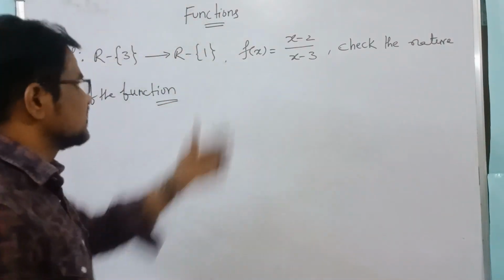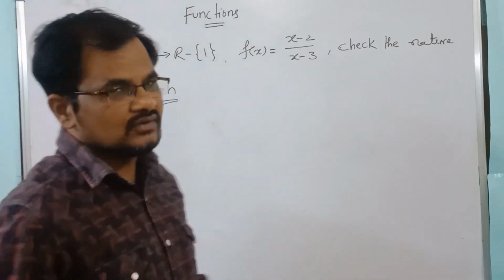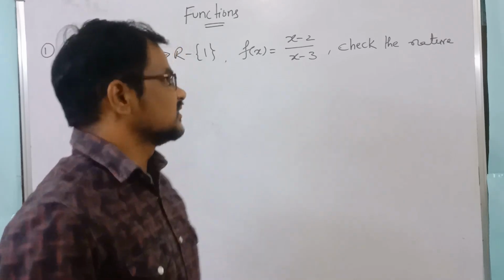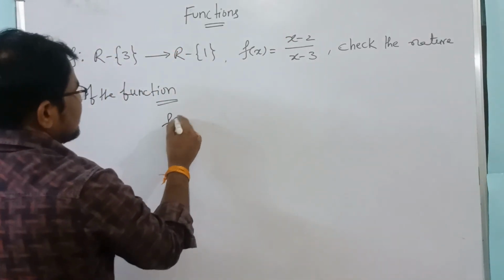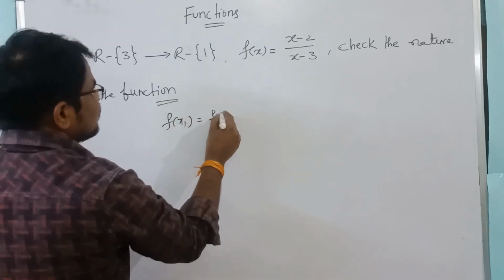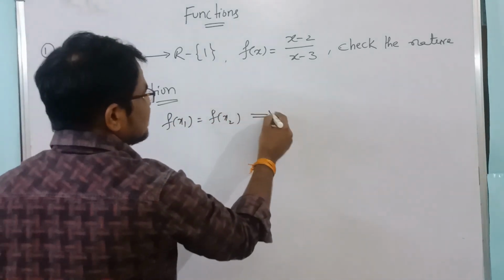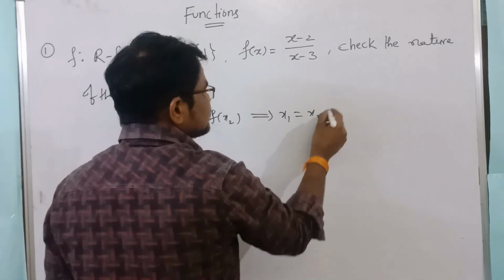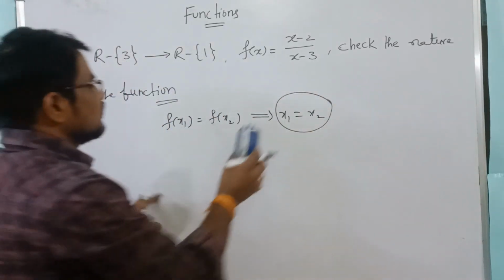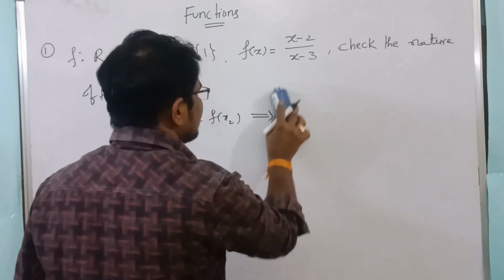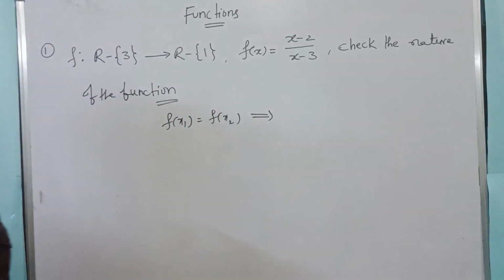Now here one function is given. It is asking whether this function is one-one or many-to-one. So for that, what is the condition? If f of x1 equal to f of x2, then x1 equal to x2, then f is one-one. Right? Now for that, you take f of x1 equal to f of x2.